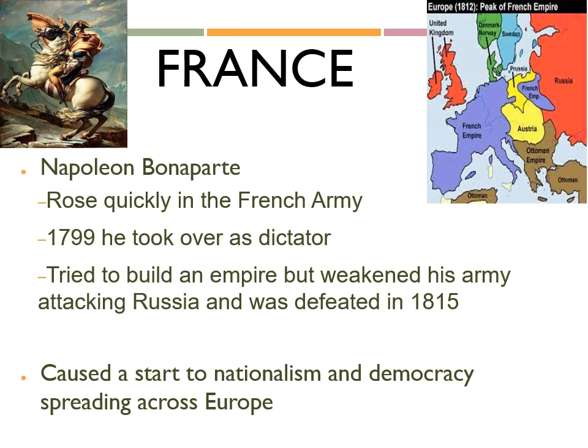So, the French Revolution, while that was happening, Napoleon Bonaparte was rising quickly through the French army. And he was an artilleryman, so he shot cannons basically for a job. And by 1799, he took over. He had moved up through the army, and he took over as a dictator. He led the army against the people and took over.